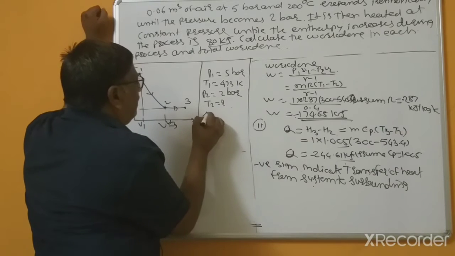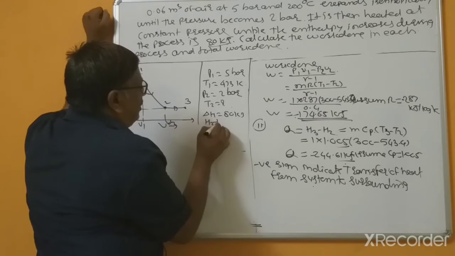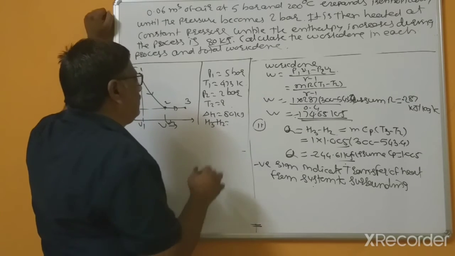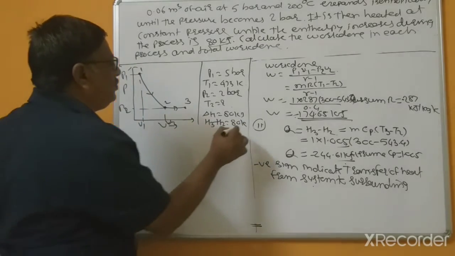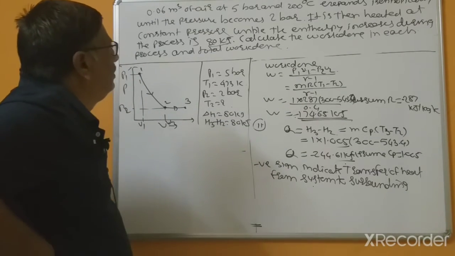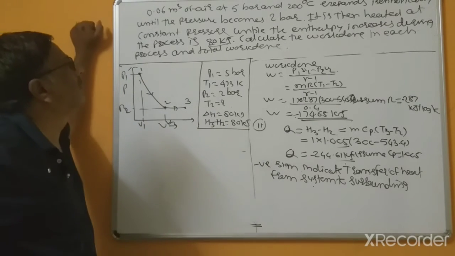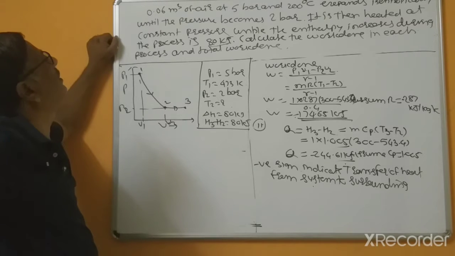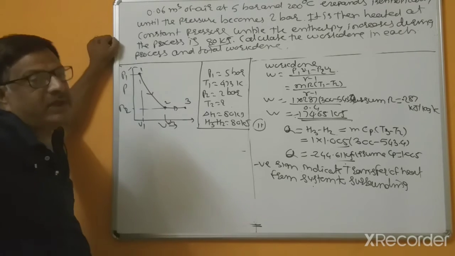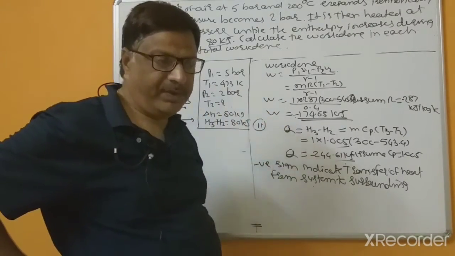So I think this is delta H equal to H3 minus H2 equal to, because this is final, 80 kilojoule. This is given. Now we have to calculate. Expand until the pressure becomes 2 bar. So we can calculate here, 2 pressures given and 1 temperature, and this is isentropic.